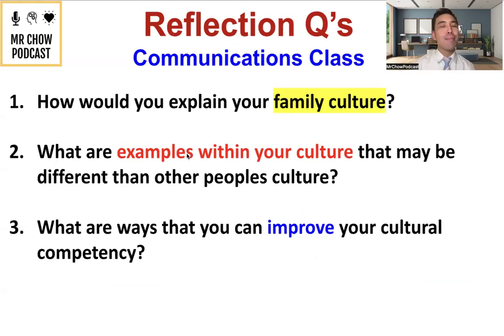As we finish off this amazing course on communication, I really hope you've learned something. But how would you explain your family culture? Think about that. Reflect. Number two, what are some examples within your culture that may be different than other people's culture? Okay. Doesn't mean it's right or wrong. It's just that's your culture. And number three, what are ways that you can improve your cultural competency?